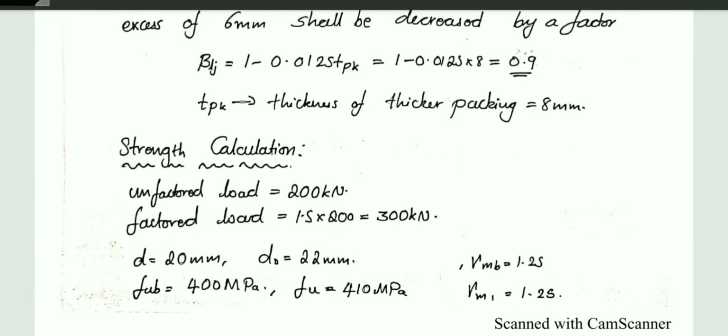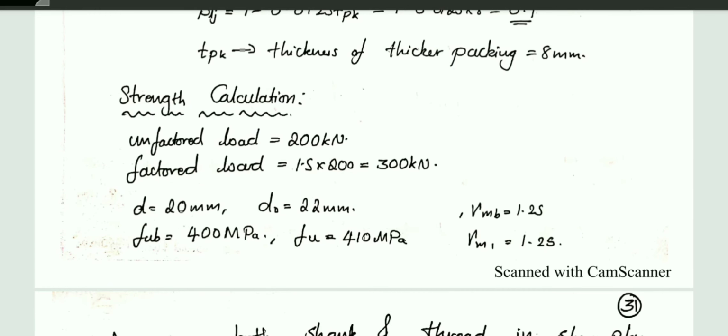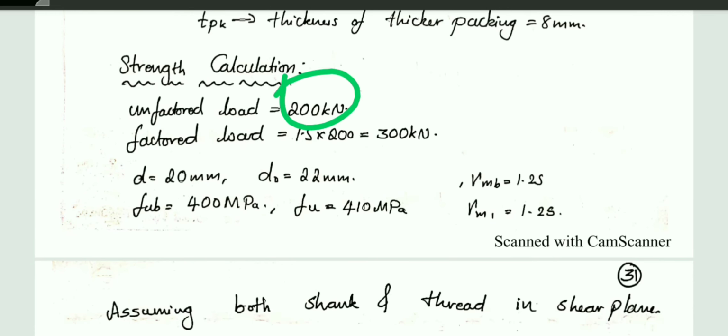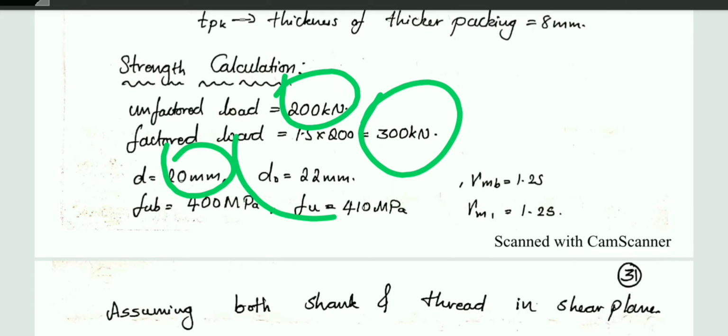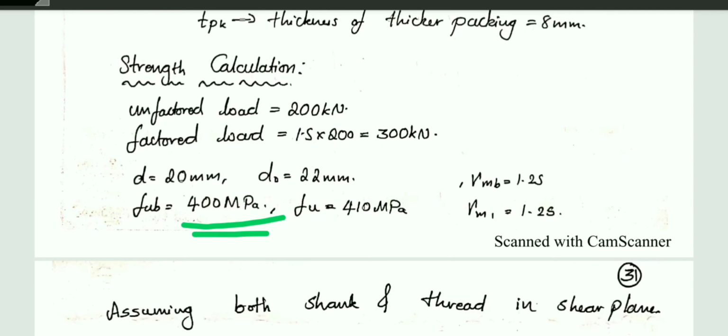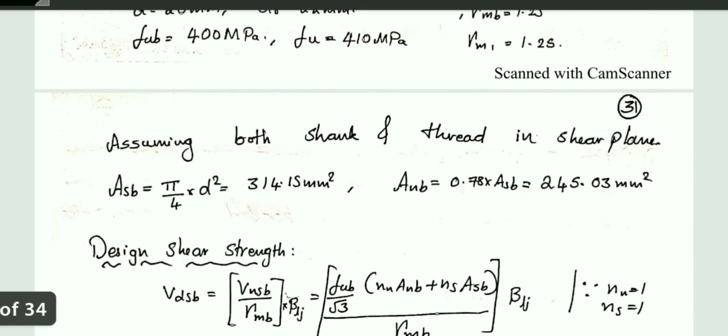For the strength calculation, the load is 200 kilonewton unfactored. By factoring it becomes 300 kilonewton. The bolt diameter is 20 mm, so the bolt hole will be 22 mm. 400 is the fu of grade 4.6 bolt, and 410 is the grade of steel. Gamma mb is 1.25, gamma m1 is 1.25. So let us go for the next one.